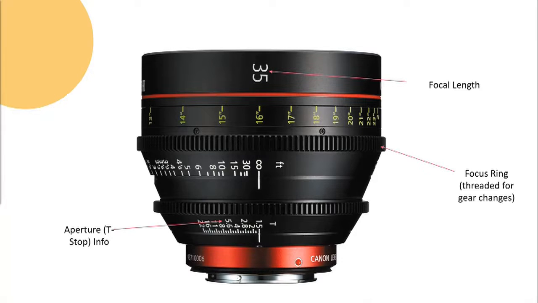Now, we also have our focus ring, and this is threaded for gear changes. So in other words, generally when you are focusing with a cine lens, you're not going to be using your hands. You're going to be using a device. You're going to be using a focus grip that would allow you to change the focus by rotating the grip. So for that reason, you have these gears here involved instead.